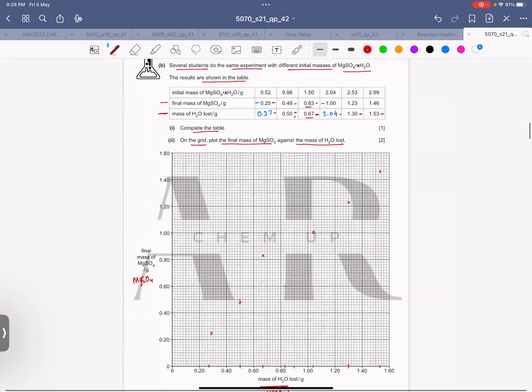They have asked you to plot the final masses against this, and they didn't ask you to draw the line. So there is no need to draw any curve or a line over here. Okay. Is this clear? Yes. Should we not draw the line of best fit?